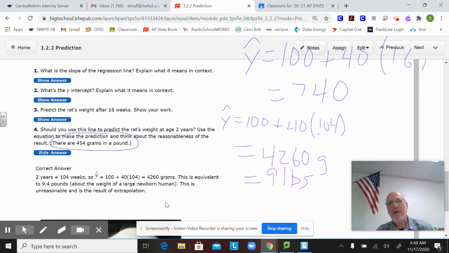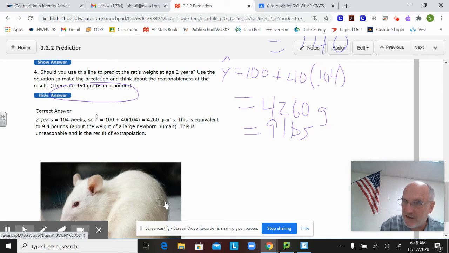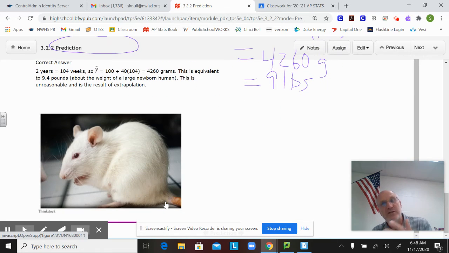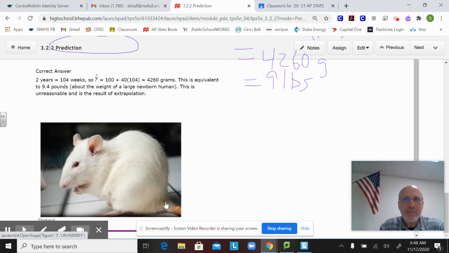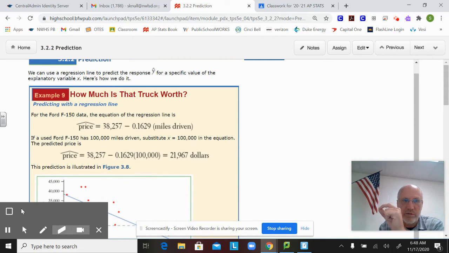So we have to know what the line is. We have to be able to interpret the slope, interpret the y-intercept, and we have to be able to use the line to predict something. We have to be careful of extrapolation. Okay. And I believe that is where what you did so far leaves off. Okay. So one more new concept here, which is this.